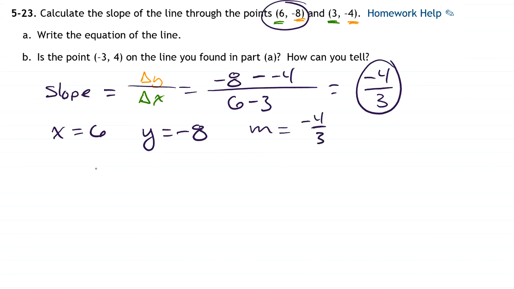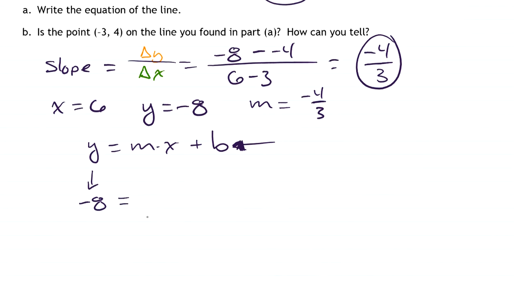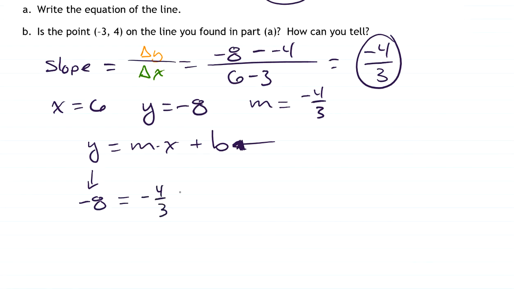If I consider a generic linear equation, y equals the slope times an x value plus the y-intercept, I know 3 of those variables: x, y, and m. What I don't know is b, the value of the y-intercept, and that's what I need to come up with to write the equation of this line. So I'm going to plug in the values. We know that y was -8, our slope is -4/3, and the x value is 6. And of course we've got plus b, this y-intercept that we're trying to find.